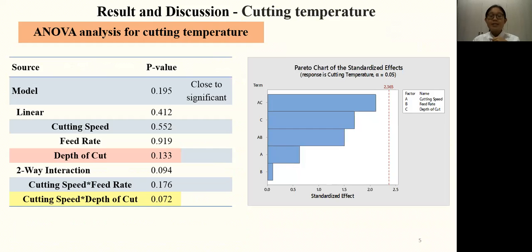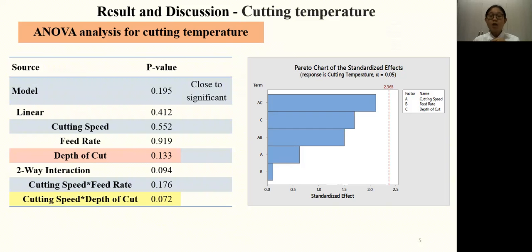From the ANOVA analysis for the cutting temperature, the most influential cutting parameter on the cutting temperature is the depth of cut, due to its lowest p-value of 0.133, and it is supported by Alban and Hamidullah, who stated that the cutting temperature is increasing when there is an increase in the depth of cut due to the increase in the chip section and the friction of the tool chips.